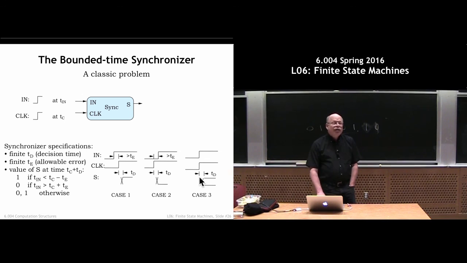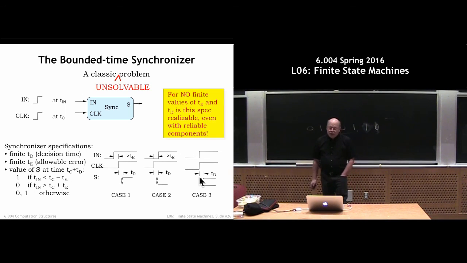And if it's too close to call, pick a value and output it. As it turns out, we cannot build this system. We cannot build a system that we can guarantee will work with 100% reliability. This is an unsolvable problem. And the difficulty turns out to be this sort of don't care case.